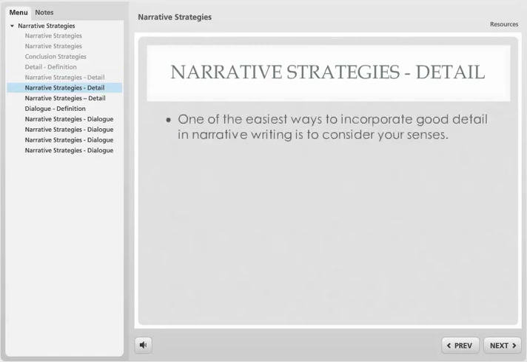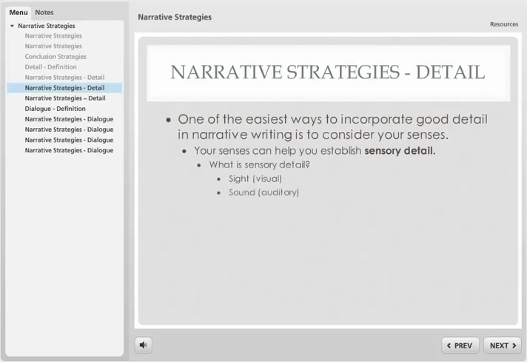One of the easiest ways to incorporate good detail in narrative writing is to consider your senses. Your senses can help you establish sensory detail. What is sensory detail? Well, sensory detail is that which is derived from your senses, or those things that you experienced all around you, like sight, sound, smell, taste, and touch.